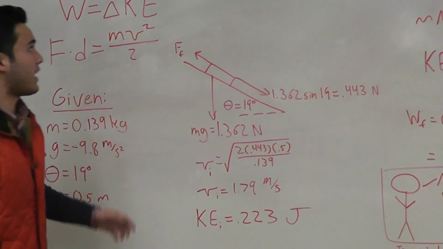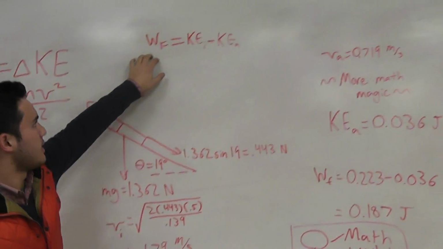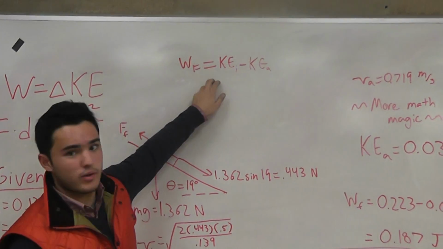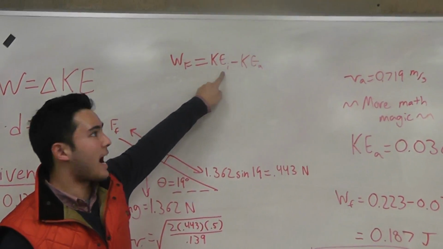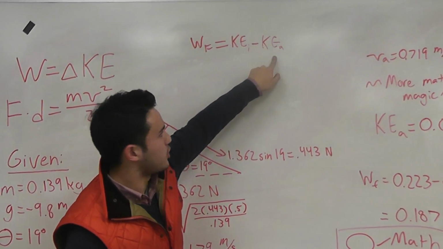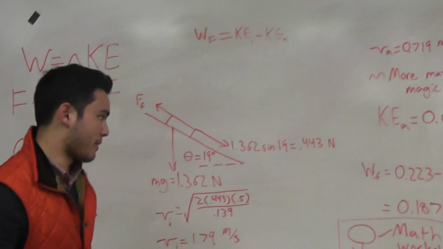So to find our work done by friction, going back, where your work is the change in kinetic energy, it's going to be our ideal kinetic energy, KE_I, which would be our block traveling in a frictionless environment, minus our actual kinetic energy, which is what we're going to measure.